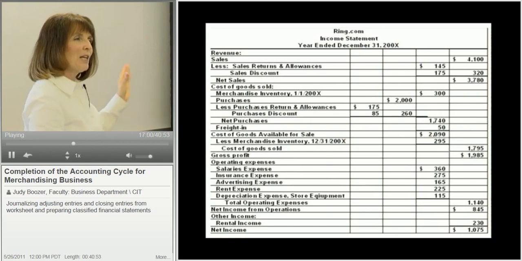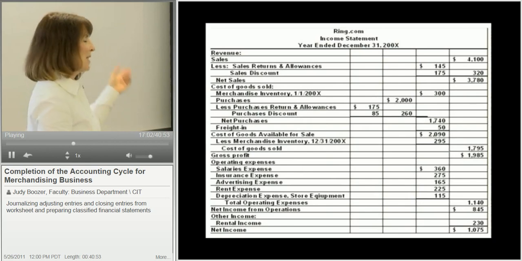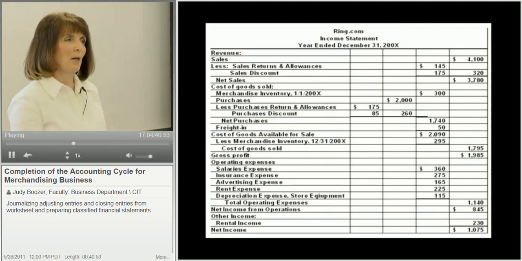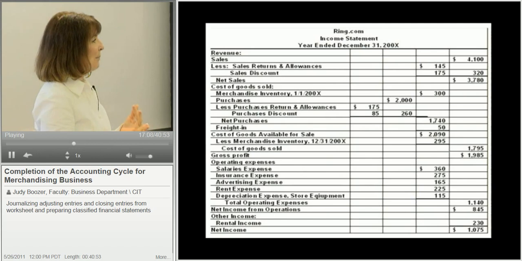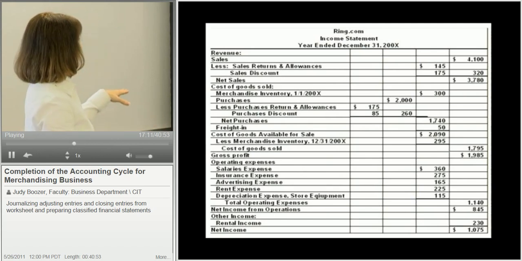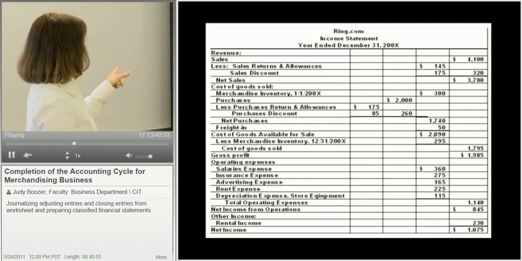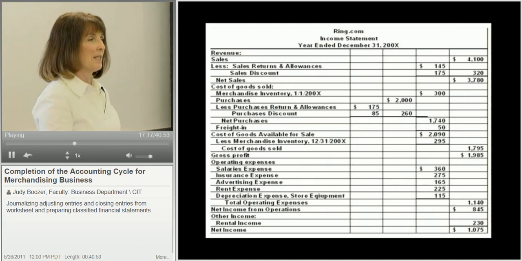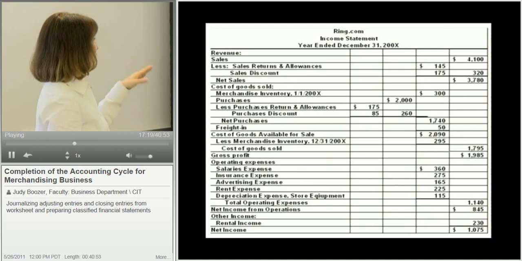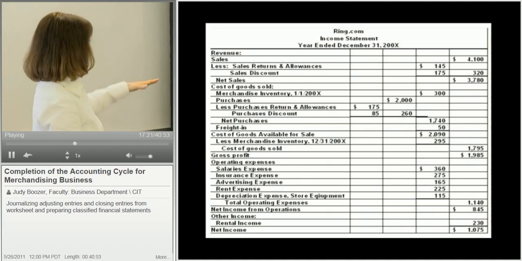However, one tiny little addition or subtraction. The other income or other expenses gets put separately from operating expenses. Those expenses or income not associated with the operation of the business get added below. So we're going to have other income, if there is any, or other expenses. And after that's been added or subtracted, we then arrive at net income.